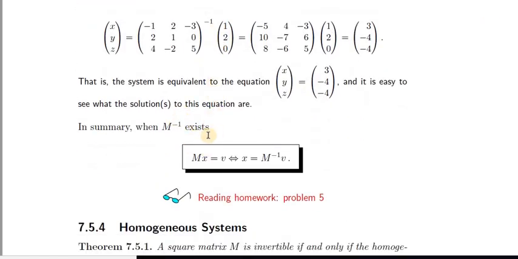So when M inverse exists, you can always find a solution, and in fact M inverse of V will be the only solution to this equation, because I can go from here to here and back the other way uniquely. Any x for which this is true will also satisfy this equation, because I'm just doing the same thing to both sides, just multiplying M inverse by both sides.